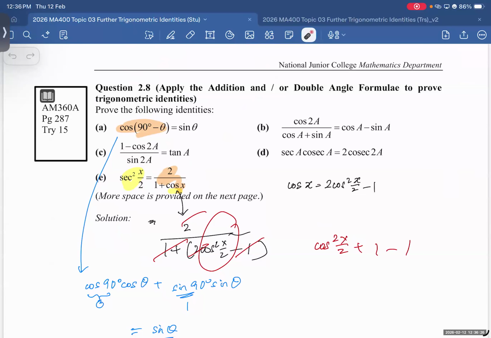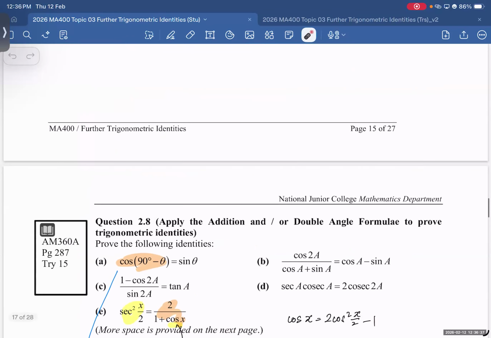Question 2.8. Okay, where are you all now? Are you all at 2.8 or 2.7? Okay, so some of you are at 2.9. Okay, yes, 2.7C.